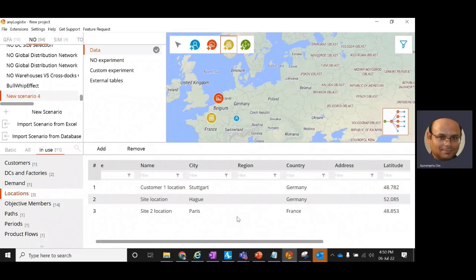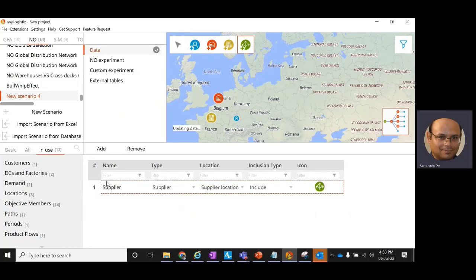And finally, the supplier. So we can include a supplier supplying to these entities and create a supplier likewise. And we can leave it as is if we don't want to specify particular coordinates in a particular city.